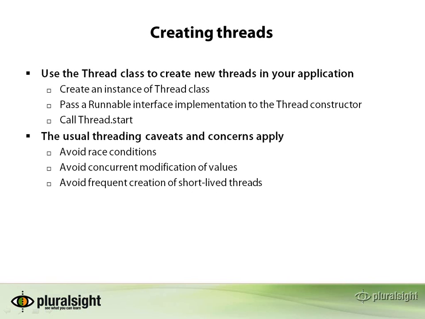And again, no matter what environment you're in, all the same caveats apply. If you have multiple threads working together at something, things like race conditions, where things don't always happen in the same order or something changes just before you use it, those things are important to keep track of. Concurrent modification of values: if two different threads are working on one value, be sure you're aware of what's happening there. And the issue of frequently creating short-lived threads. That's an expensive thing to do, so we generally don't want to do that.